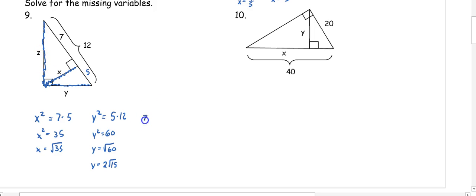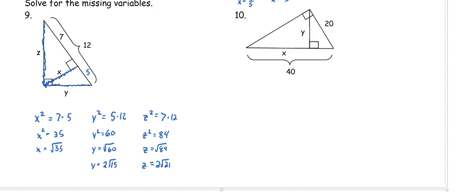Then we'd have z. So z squared equals the side that's closest to it, which is 7, times the whole length, which is 12. 7 times 12 is 84. So z equals the square root of 84, which simplifies to 2 root 21.